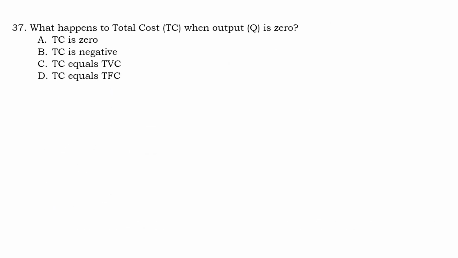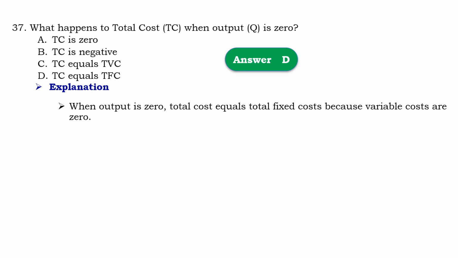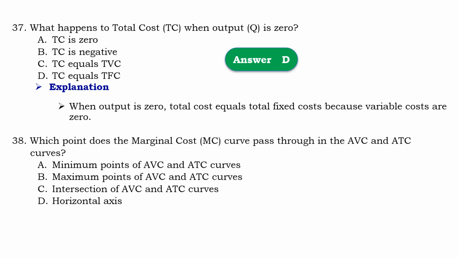Question number 37. What happens to total cost when output is 0? That should be total cost equal to total fixed cost. This means that when output is 0, total cost equals total fixed cost because variable costs are 0.